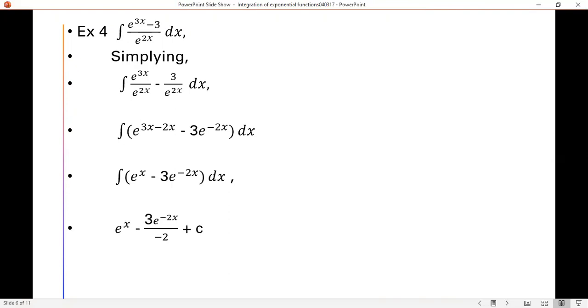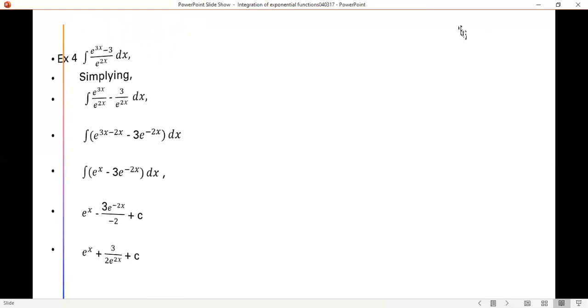Whereas the integral of e to the power of minus 2x, you'll need to divide by minus 2. So final answer, it's e to the power of x plus 3 upon 2 e to the power of 2x plus c. Next example.